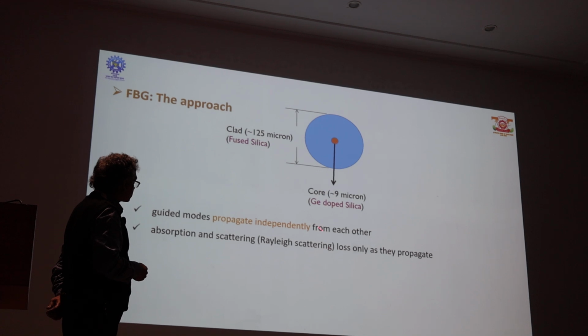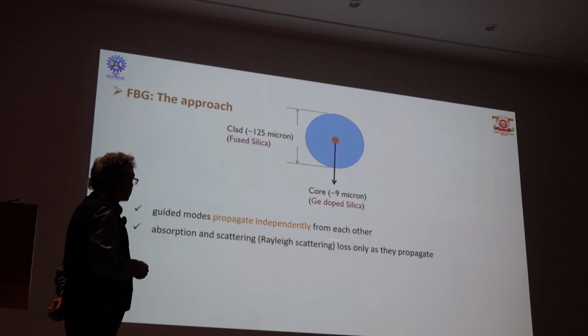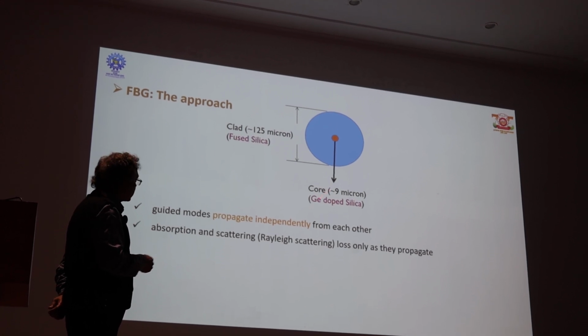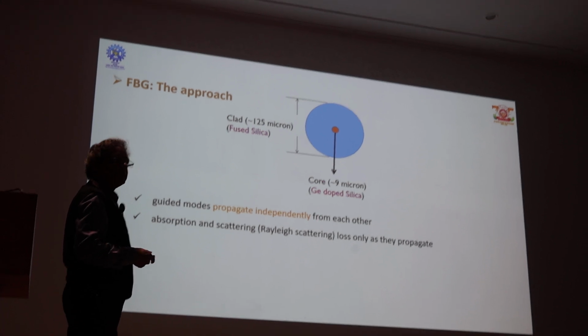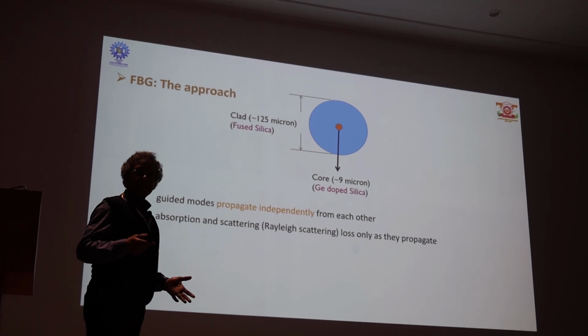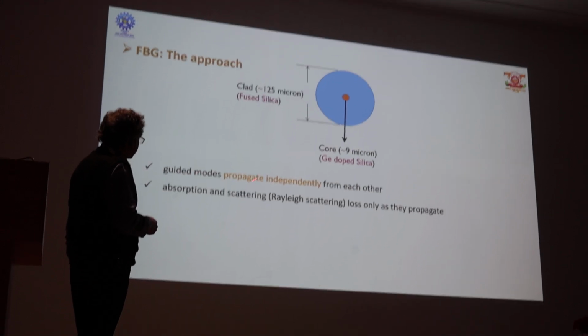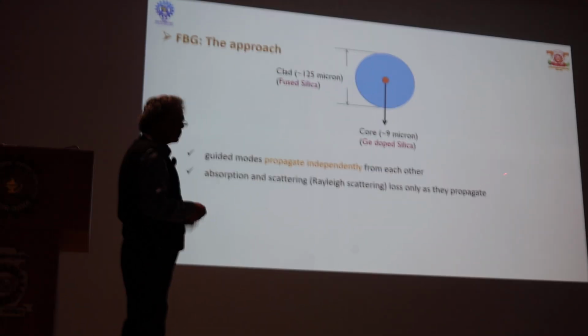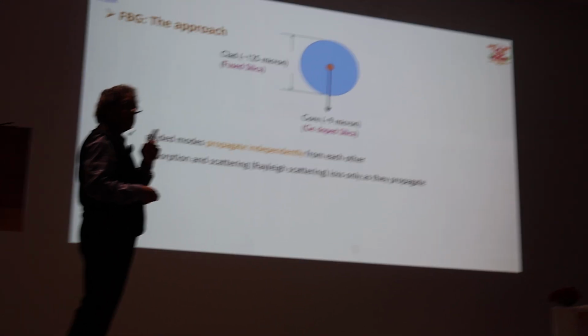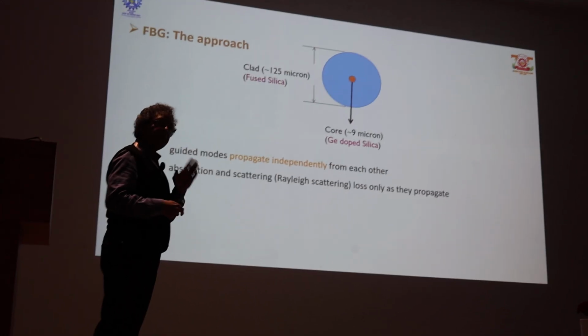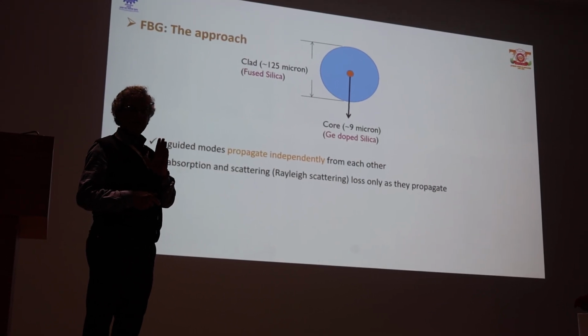So when light or the optical information propagates through the optical fiber, it has a huge bandwidth. Everybody knows it has a huge bandwidth. How does it propagate? There are several guided modes. Each of the guided modes is characterized by a particular wavelength.